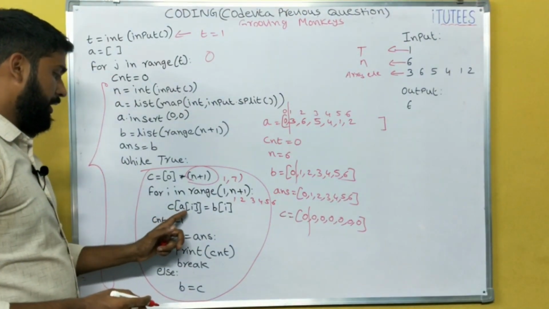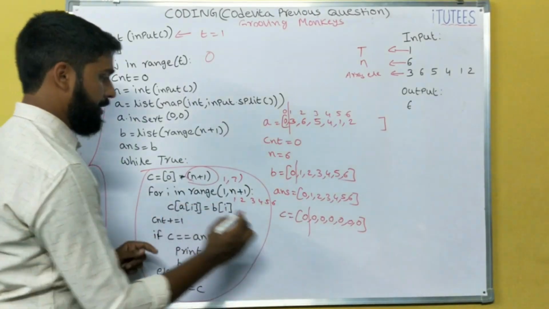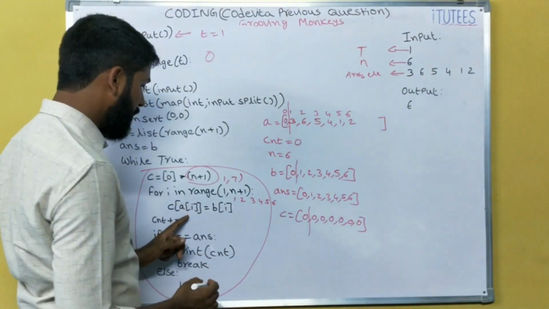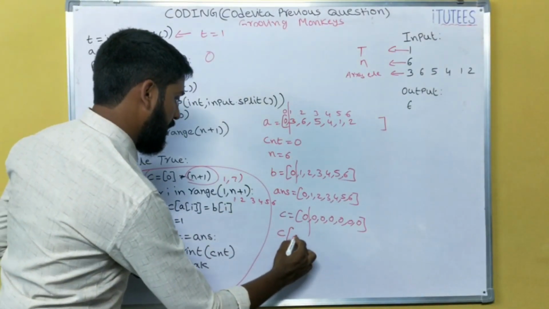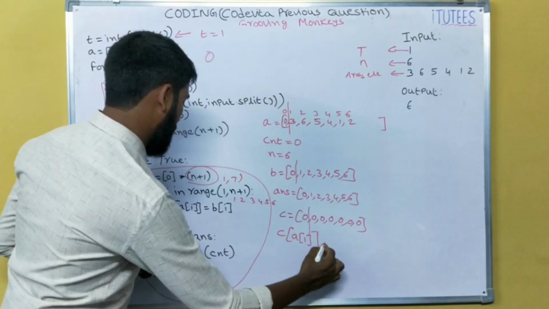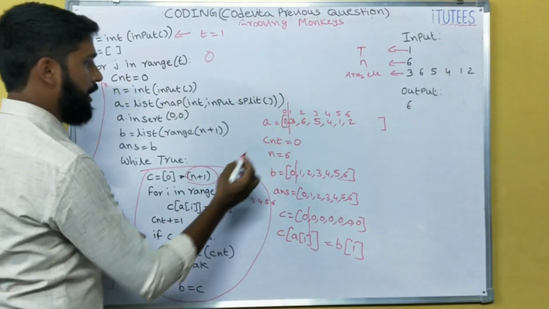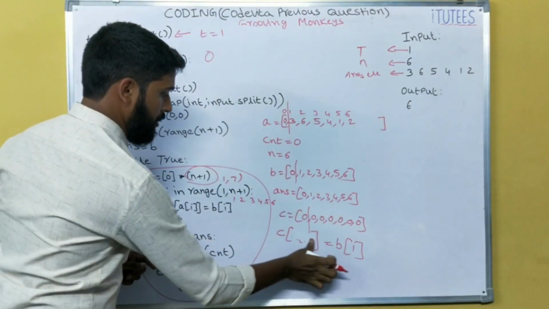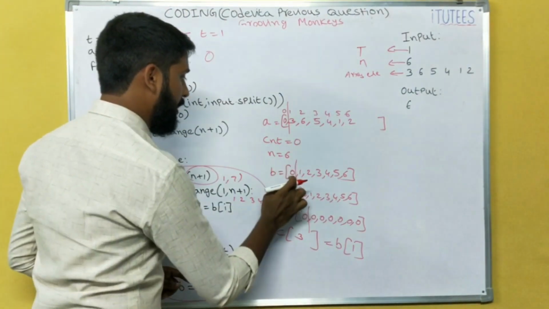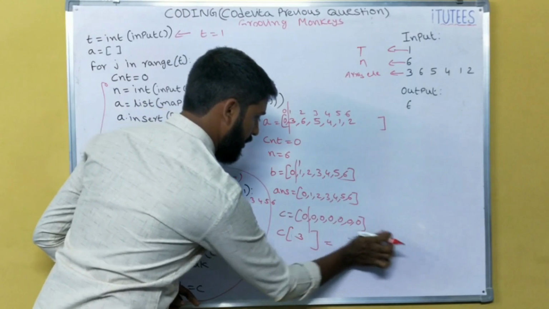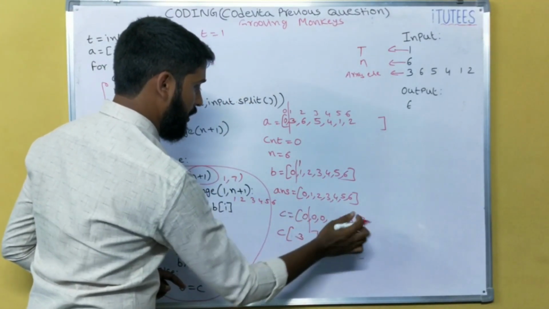So now see, C of A of I equals B of I. Already we discussed that. So what is the A of I? So this is the C of A of I. That means in this case C of A of 1 equals B of 1. What is the A of 1? 3. So C of 3 equals B of 1. What is the B of 1? This is the 1. C of 3 equals 1. That means this becomes 1.